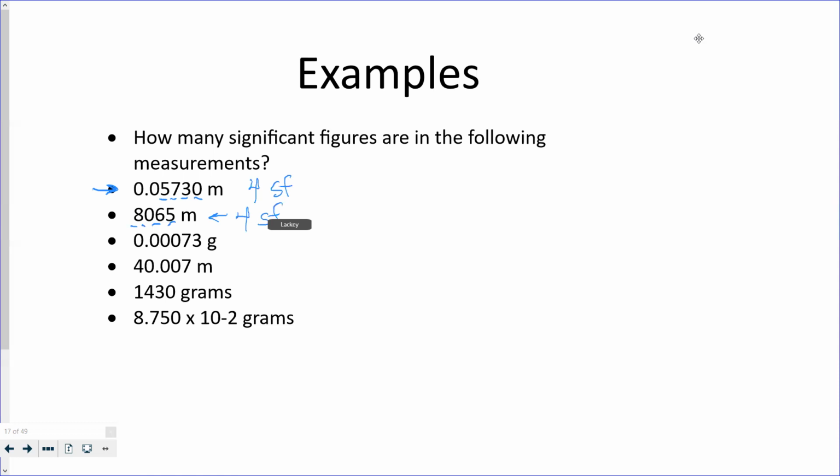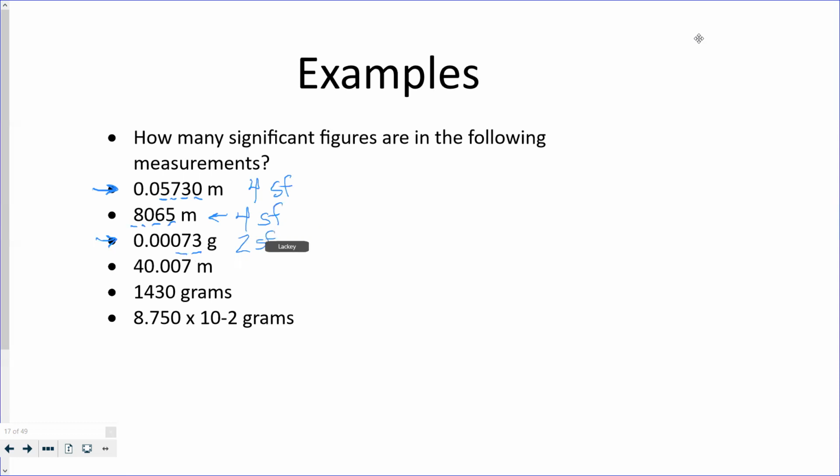Let's look at the next one, 0.00073 grams. This has a printed decimal point. So we start on the Pacific side, reading from left to right. Our first non-zero digit is 7, and once we count the 7, we continue counting from left to right. So this has 2 significant figures.